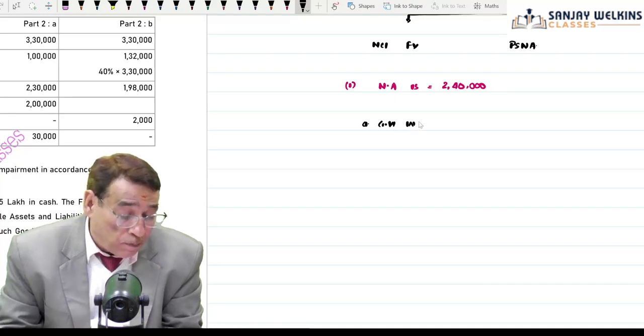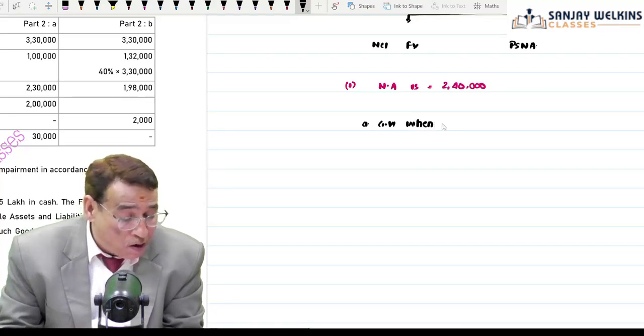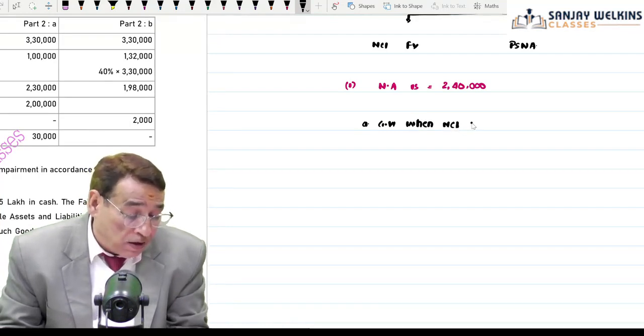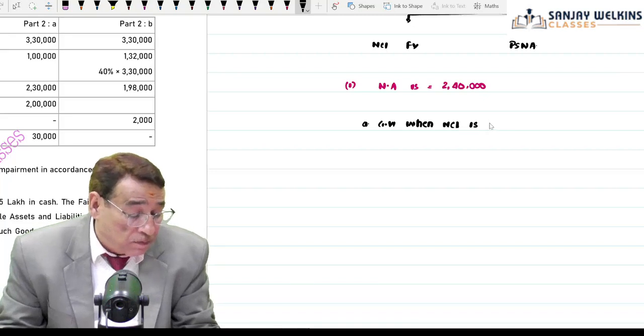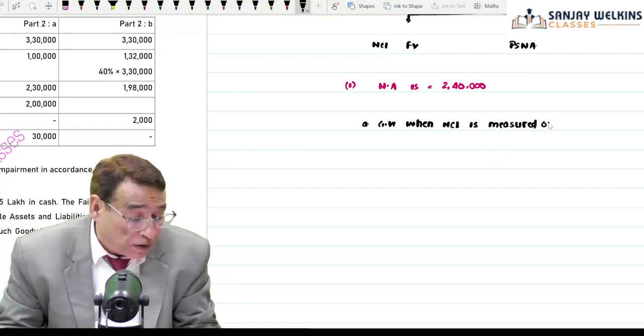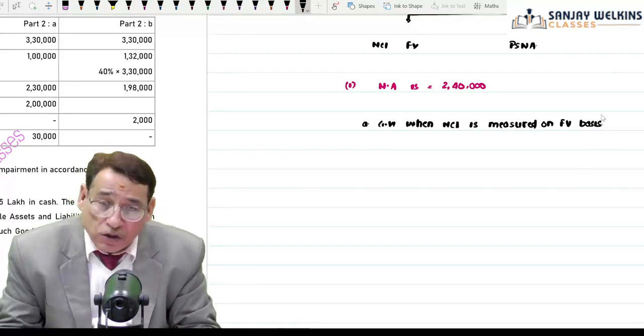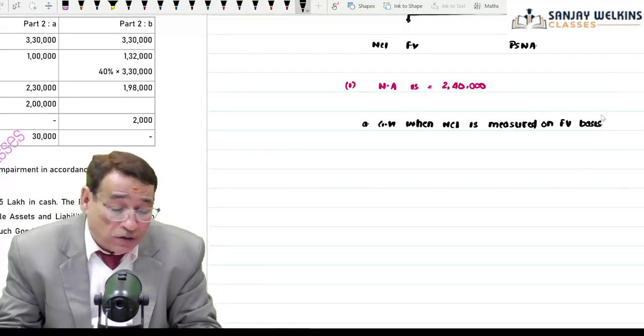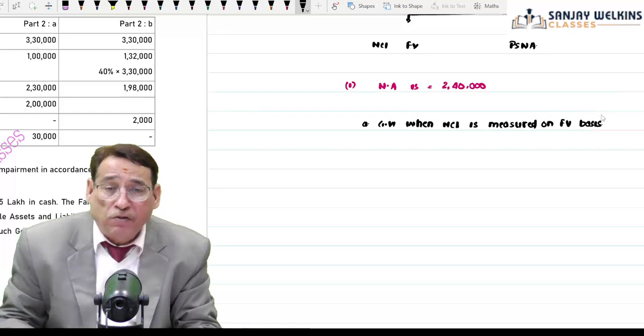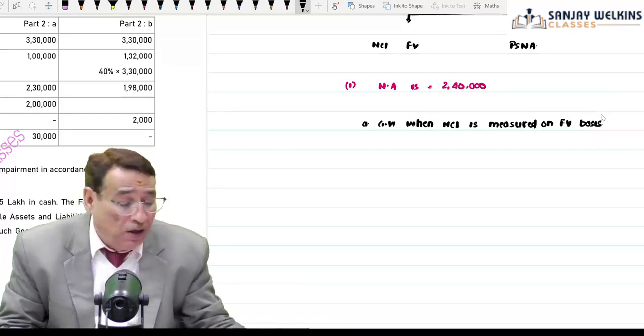when NCI is measured on fair value basis. So if you are going to measure NCI on fair value basis, what will be the amount of goodwill? I need not tell you. You can easily do this question on your own, isn't it? Because now you understand the repercussion of the question, so you should be in a position to do it.